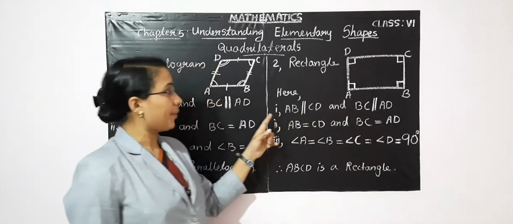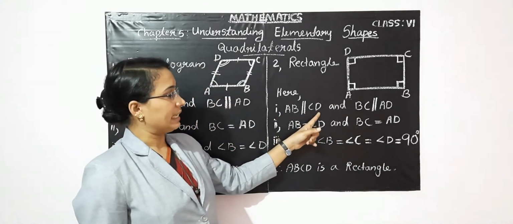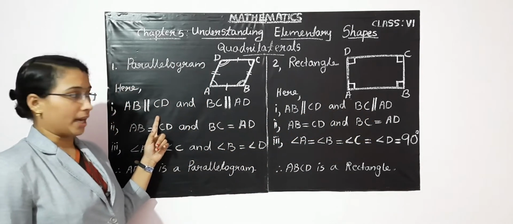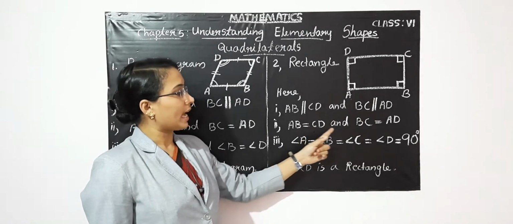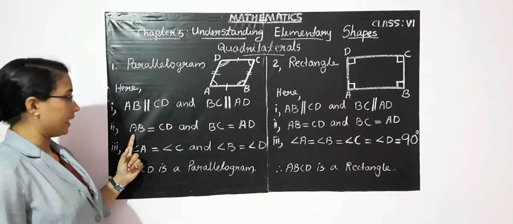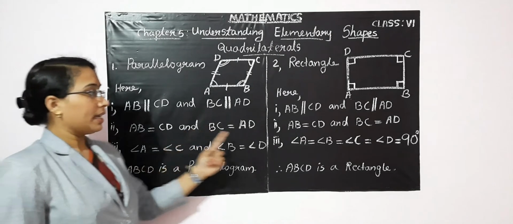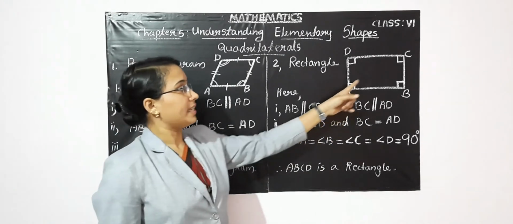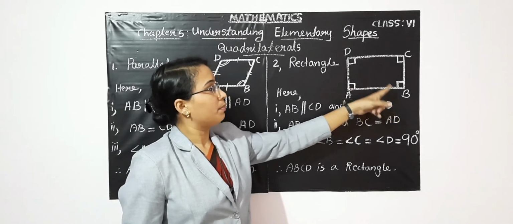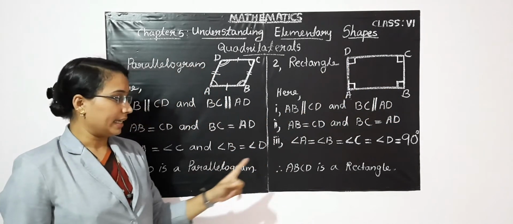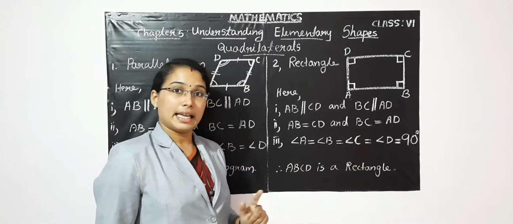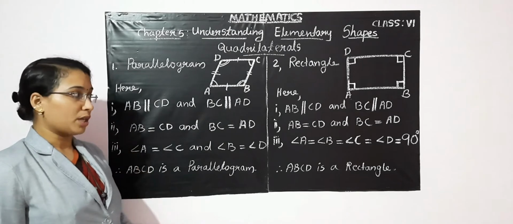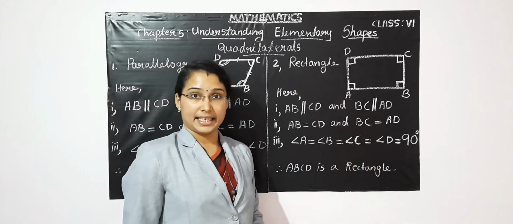So here we can see AB parallel to CD and BC parallel to AD, the same condition as the parallelogram. Then AB is equal to CD and BC equal to AD, that is also the same. Next, angles. Angle A is equal to angle C and angle B is equal to angle D. Here all angles are equal, which is also the same condition as the parallelogram. But one more condition, it must be 90 degrees.